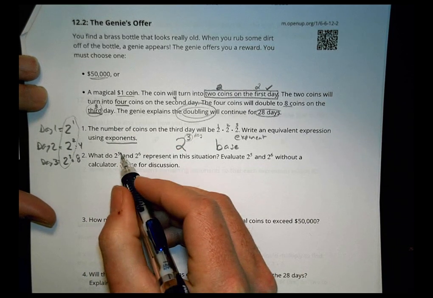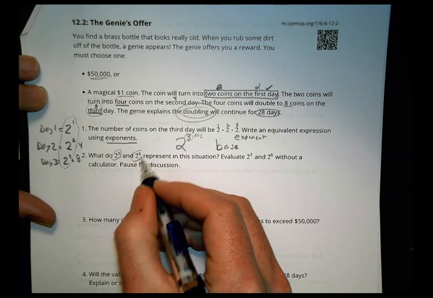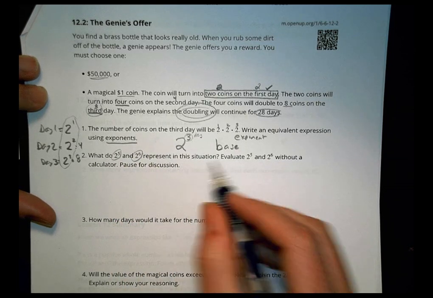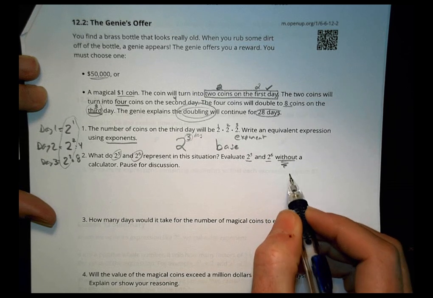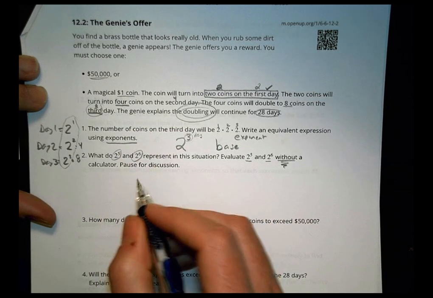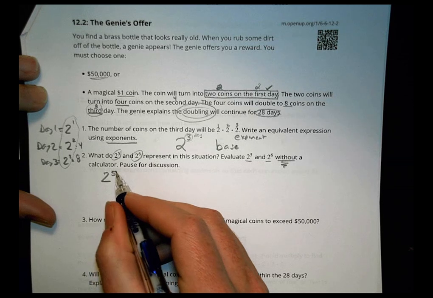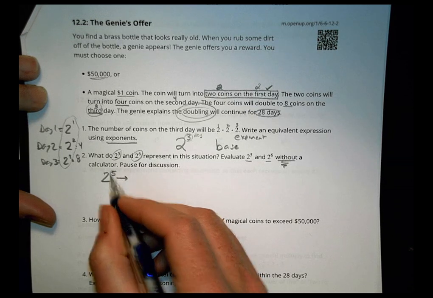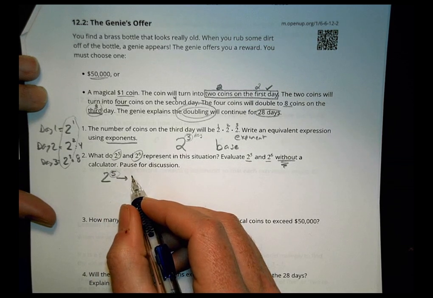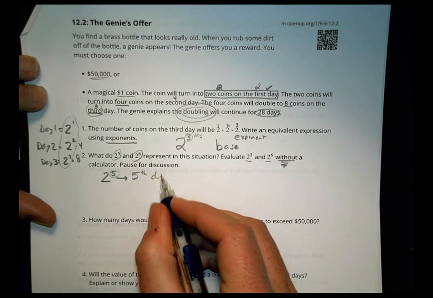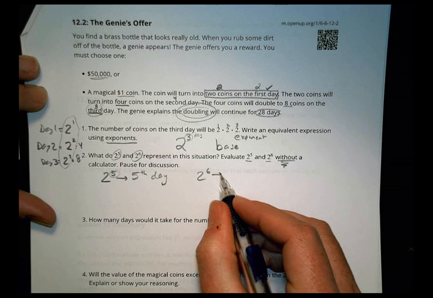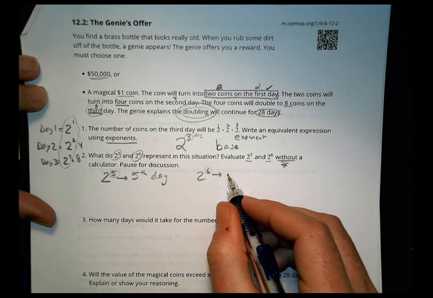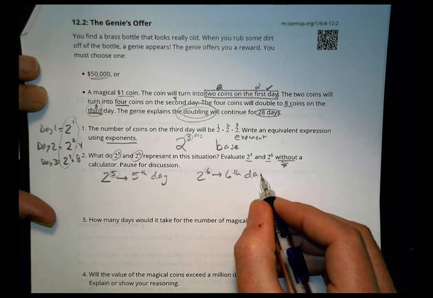What do 2 to the 5th and 2 to the 6th represent in this situation? And then it says to evaluate those without a calculator. Okay, so 2 to the 5th is going to be, looking at our exponent, our amount on the 5th day. And then 2 to the 6th would be what we have on the 6th day, right?